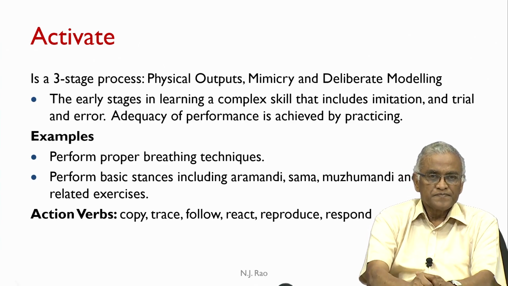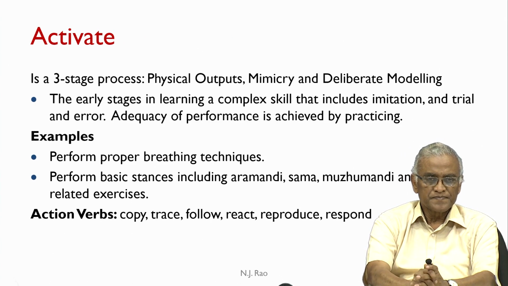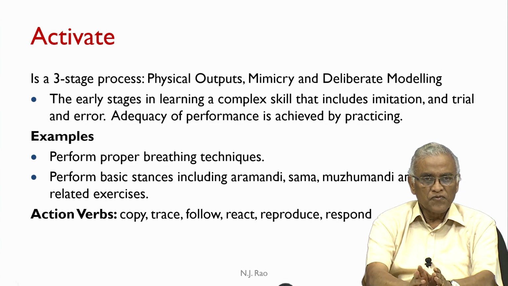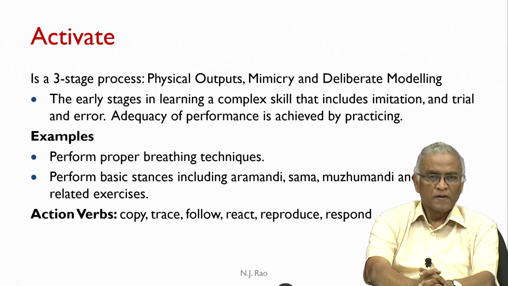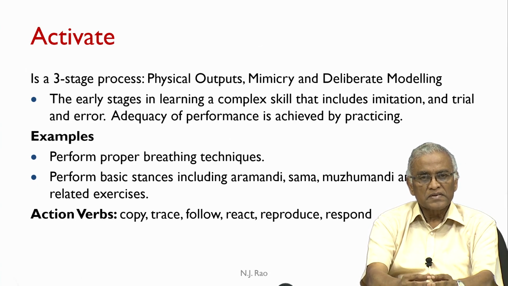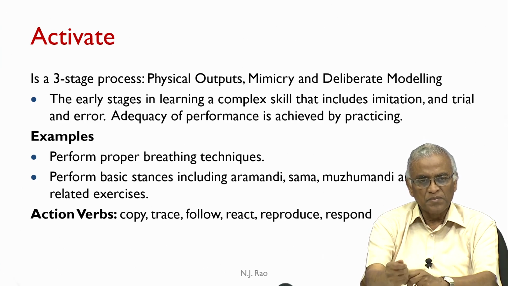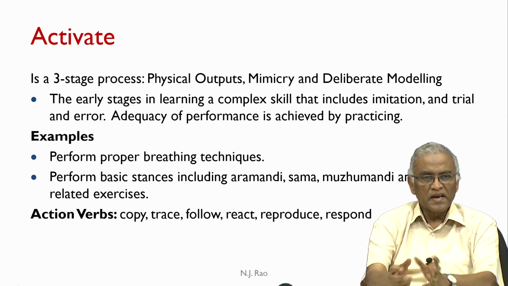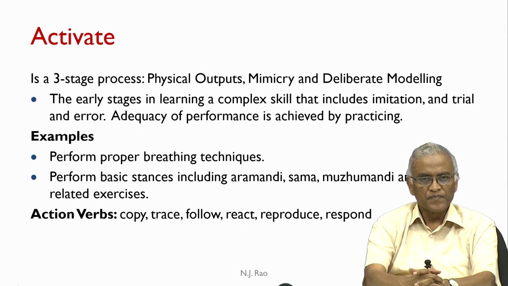Now activate is a 3-stage process. They include physical outputs, mimicry and deliberate modeling. Examples will clarify that. The early stages in learning a complex skill include imitation and trial and error. If somebody is teaching you how to hold a tennis bat, then he will show you, then you try to imitate, and then by trial and error, you will keep on attempting until you get it right. Okay, by trial and error you learn.